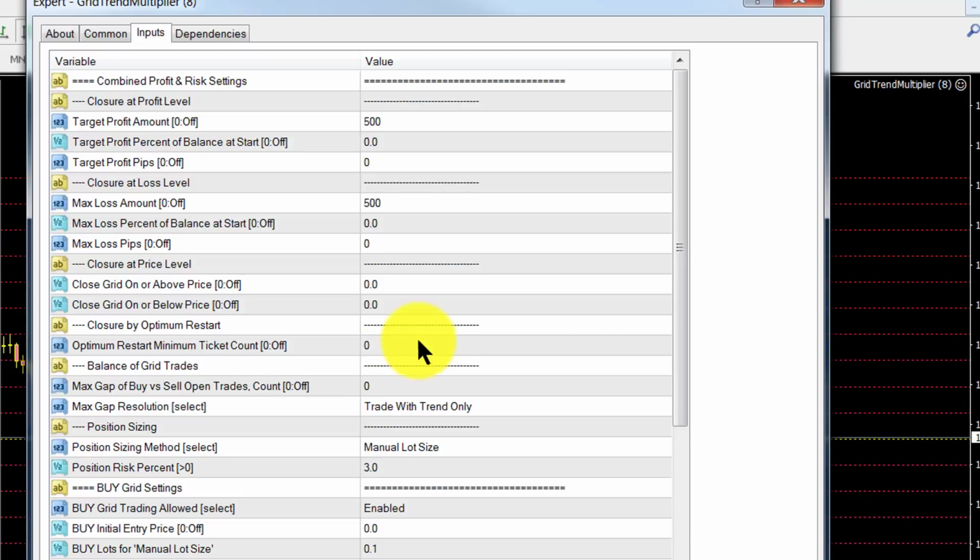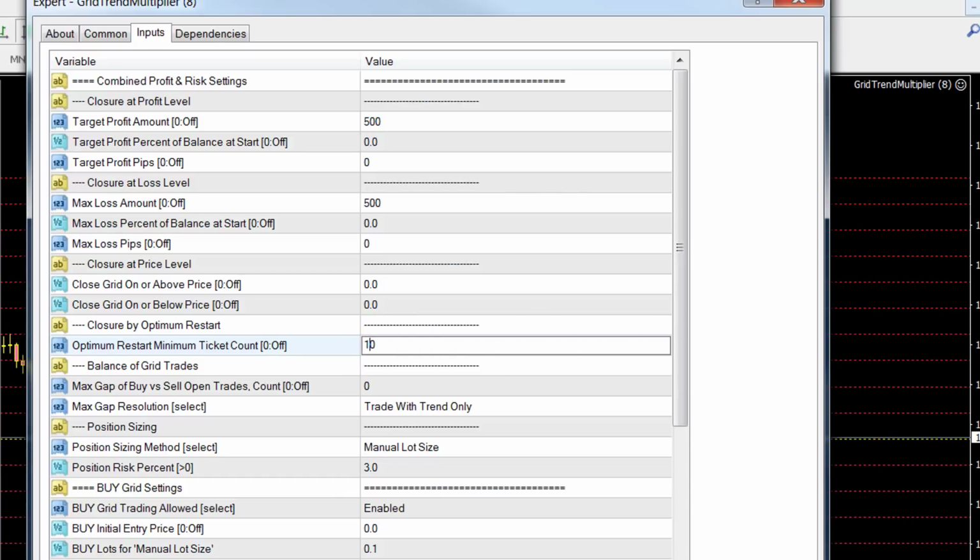So if you put in, for instance, like in my example, 10, if there are 10 above and 10 below, it will then automatically restart the grid from scratch. You start with only 2 transactions. It's one of the settings that will help you manage your margin requirements and also the efficiency of the actual EA.